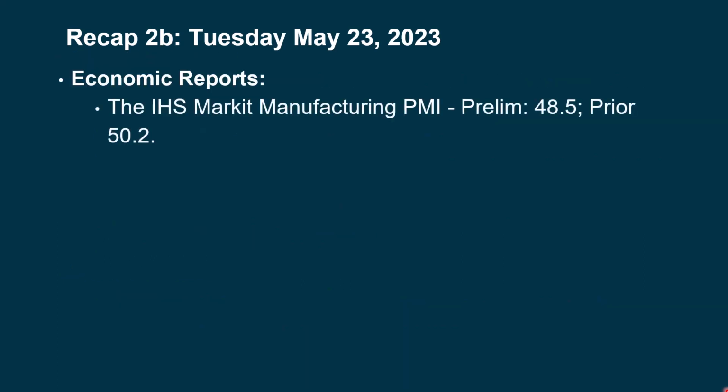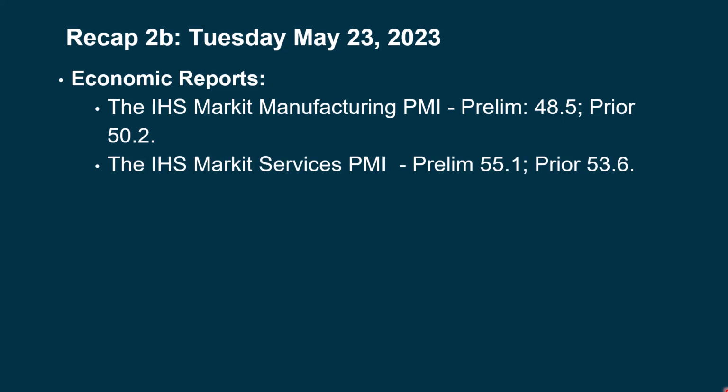Economic reports that came out, not a real big market mover. The IHS Market Manufacturing, the preliminary reading came in at 48.5. Last time it came in at 50.2. And then the services PMI came out at 55.1. That was greater than the 53.6 that we received last time.